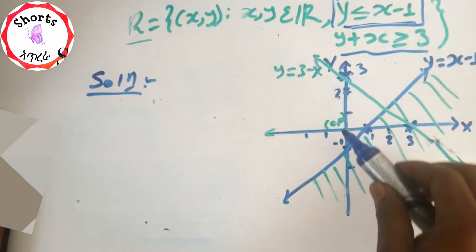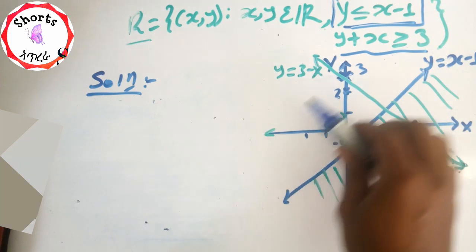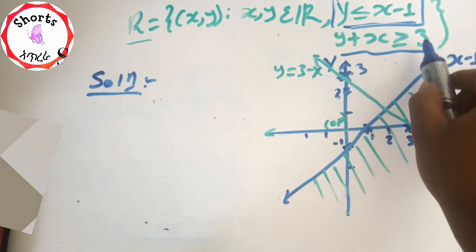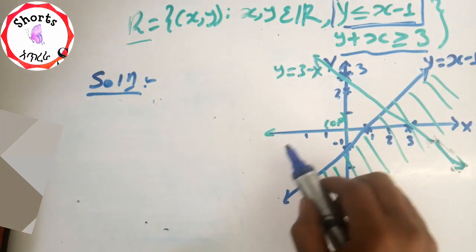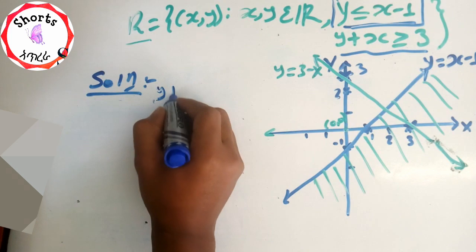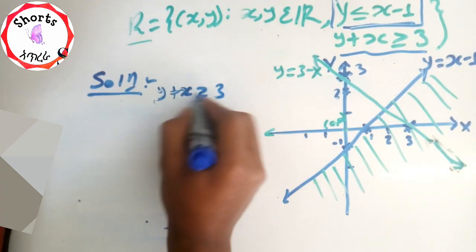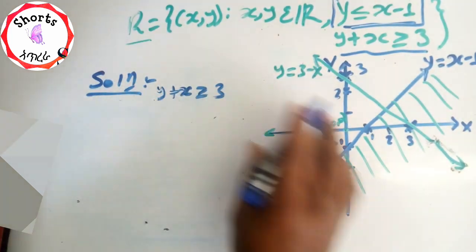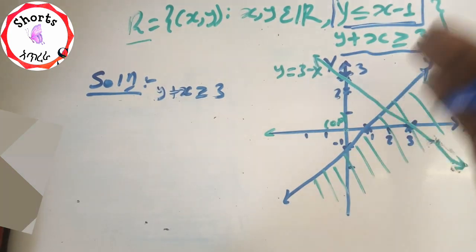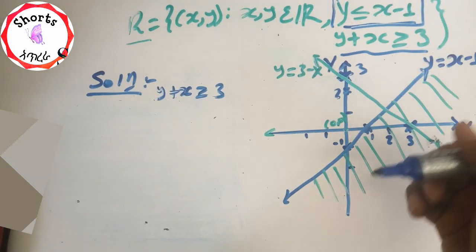But still we have to find the region where y plus x is greater or equal to 3. To do this, consider y plus x greater or equal to 3. Similar to the previous graph, let us choose a point below or above this graph.